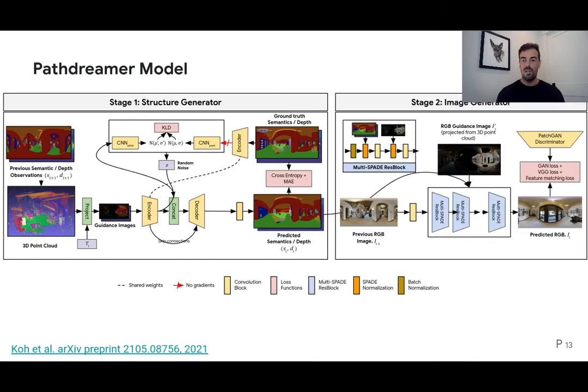The second stage of the model is the image generator. Again, we use a point cloud representation reprojected to a guidance image and a stack of multi-spade blocks in order to generate the hopefully photorealistic RGB predictions of the model.